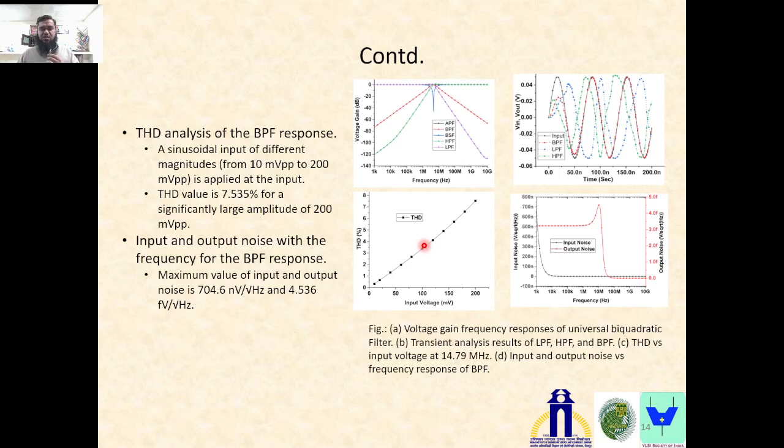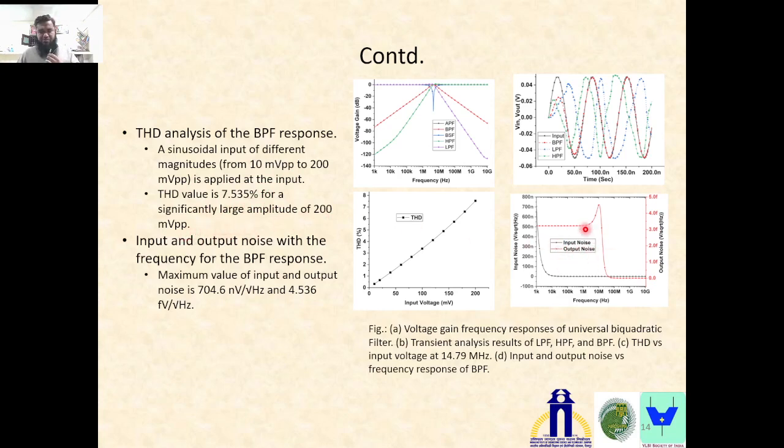This is the THD plot for the band pass filter. What we have done in THD is apply a sinusoidal input of different magnitudes, from 10 millivolts peak to peak to 200 millivolts peak to peak, at the input. The THD value is 7.535% for a significantly large amplitude of 200 millivolts peak to peak input voltage.